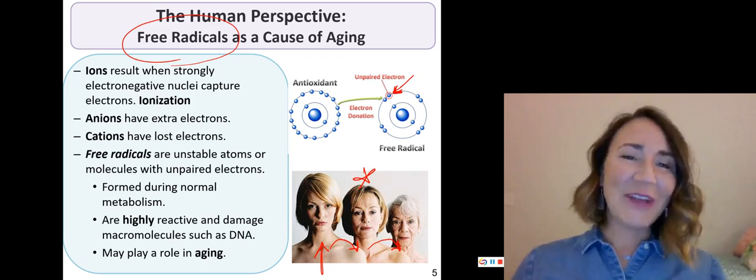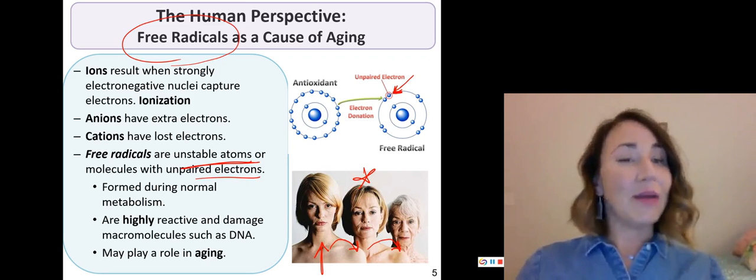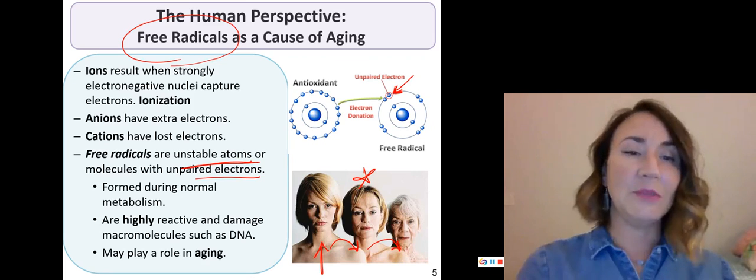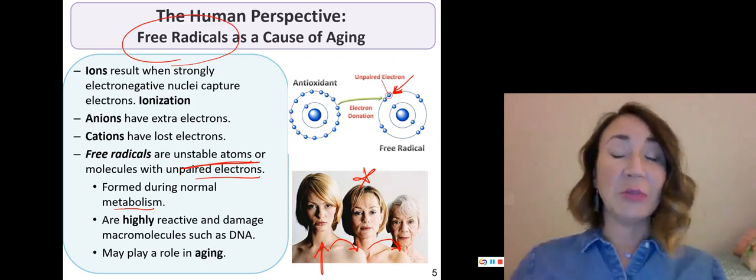These free radicals are unstable. They're going to have those unpaired electrons, which are trying to bind. They're formed during normal metabolism, the process of cellular respiration. And free radicals are going to be highly reactive.